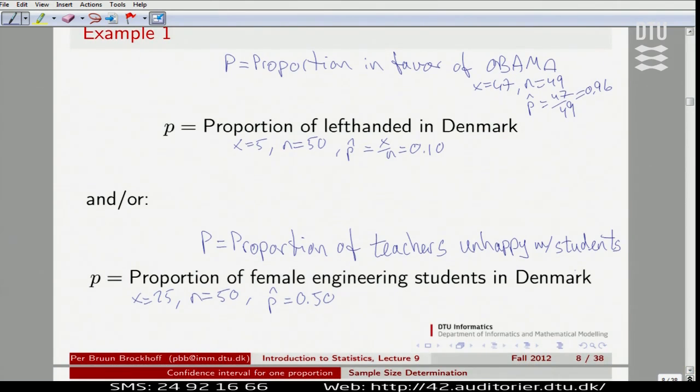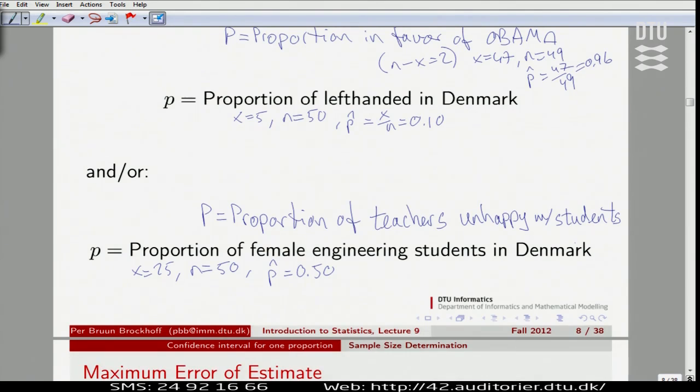Actually, for some of these examples, we do have a problem applying our formula, because both x and n minus x should be larger than 15 for the formula to be valid. And here we have n minus x, which is actually only 2 in the Obama case. So the formula would be questionable and maybe not valid. We cannot use the formula here. Let's do the proportion of teachers unhappy with students then.